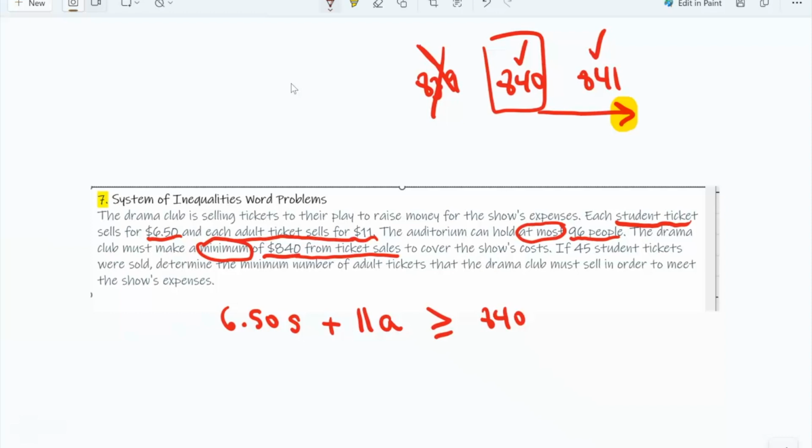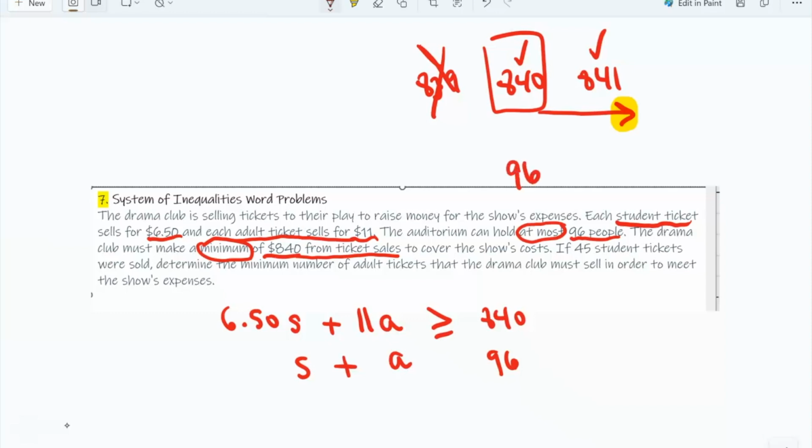So now the question is, how do I use 96? So at most I can hold 96 people. So I know that 96 people goes right here. And I've got students. How many students can I hold? How many adults can I hold? So it's going to be just S plus A. So the number of students plus the number of adults has to be 96. And what's my keyword? At most. What does at most mean? The maximum. The at most people I can have is 96.